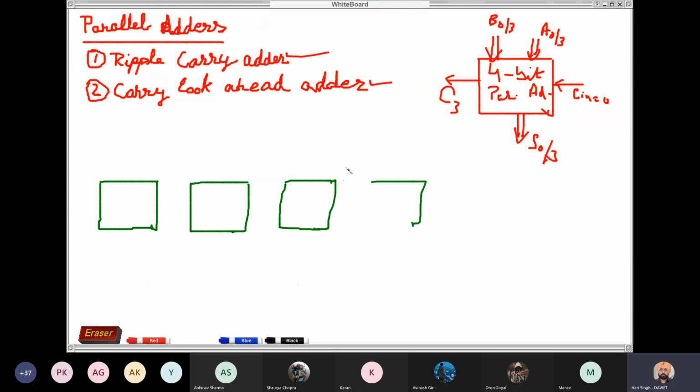Let me write parallel adder, PA, parallel adder 0, that is 0 to 3, then parallel adder 4 to 7. Okay, so that makes 8 bits. If you are asked for 8 bits, you would use two parallel adders. If 16 bits, then you need 4. Sorry, this should be 4 to 7.